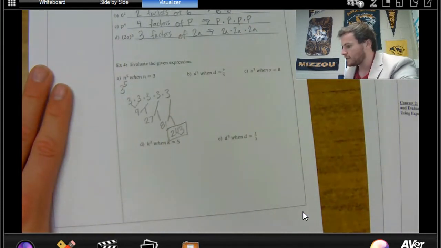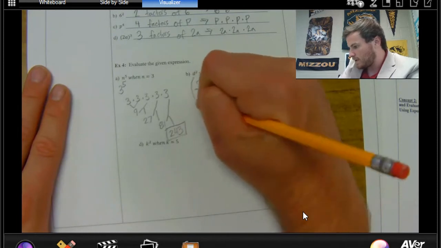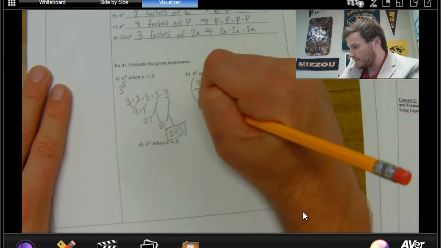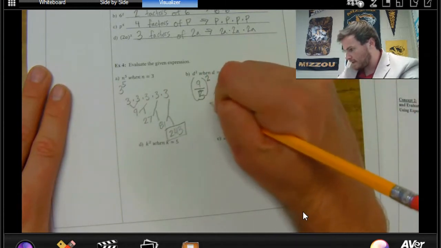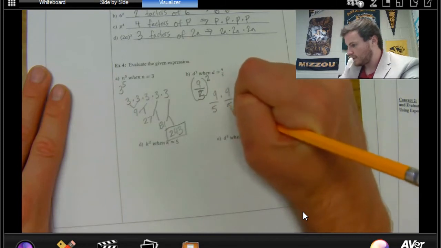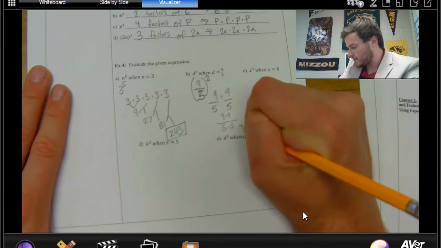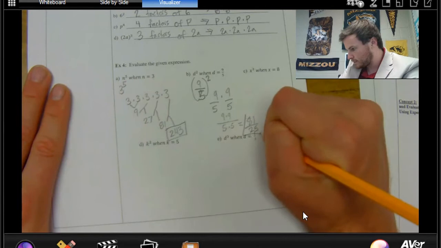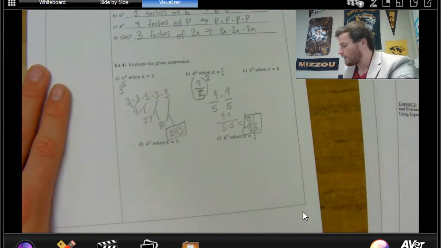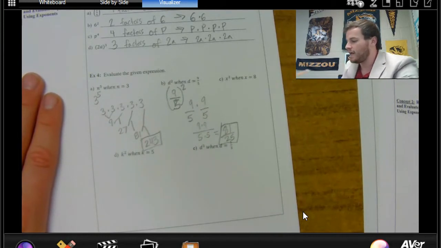Next up, d squared, when d equals 9 to the 5th power. So it's 9 over 5 squared. That's the same thing as 9 over 5 times 9 over 5, which is the same thing as 9 times 9 over 5 times 5, which equals 81 over 25. Multiply across.